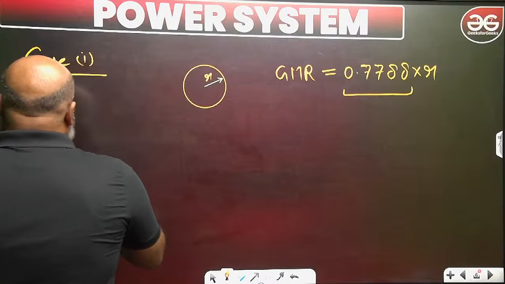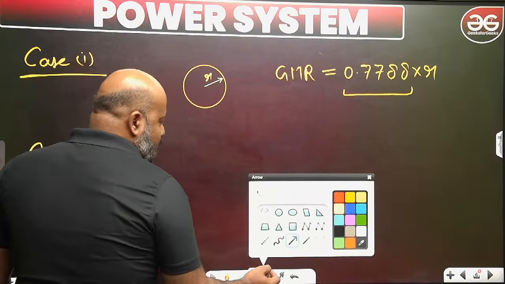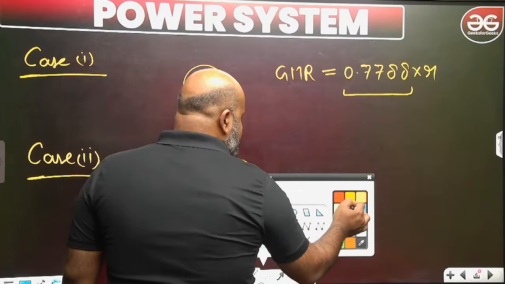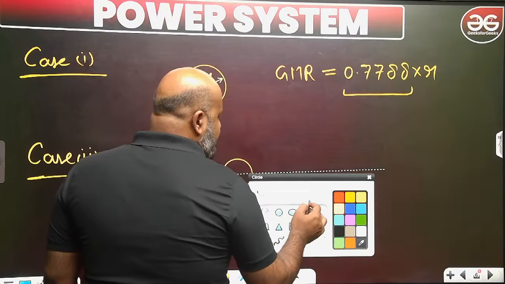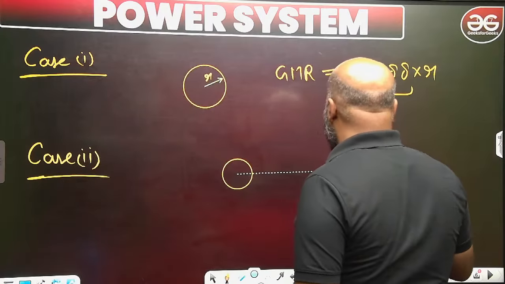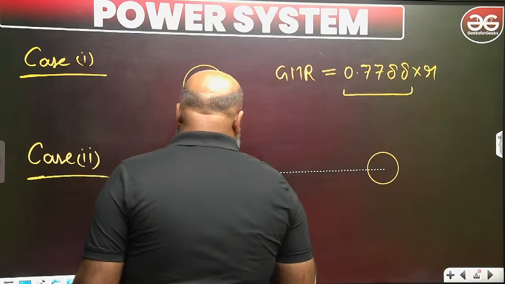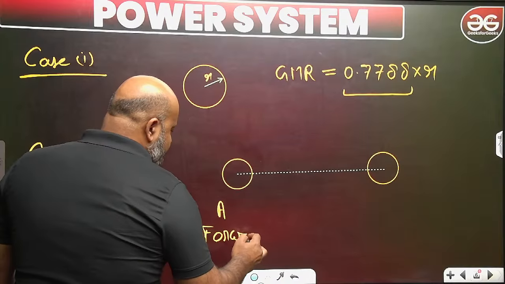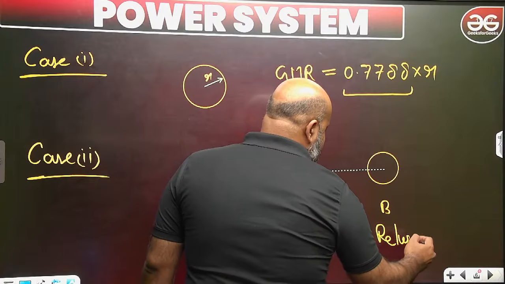Suppose you have another case where it is a single phase two wire system. If it is a single phase two wire system, something like this, one conductor is going to be the forward conductor and the other conductor is going to be the return conductor. This is the forward conductor, suppose, and this is the return conductor.